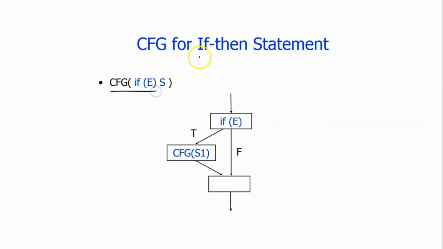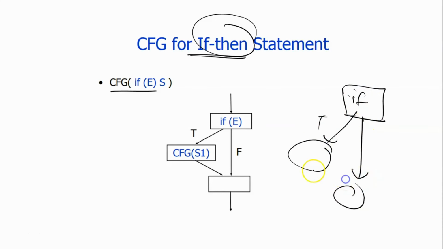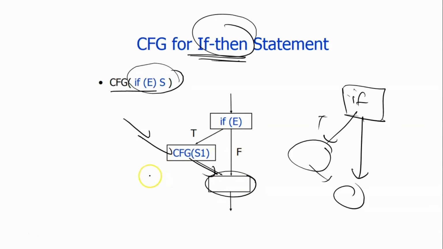So if you have an if-then statement, how can you make its CFG? Very simple. Either this condition is true, then you will execute this, or you will execute this. So this is an if-then statement. There is no else part here. So this is your CFG for the if-then statement. If you are true, then you will execute this. If you are false, then you will execute this. Just like you analyze the conditional statement, you can make a CFG for it.